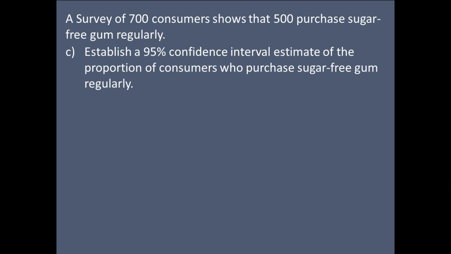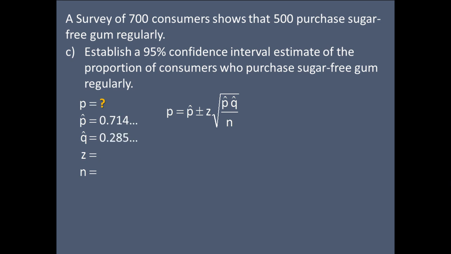Here we're asked to establish a 95% confidence interval for those purchasing the sugar-free gum regularly. So we know we're dealing with a confidence interval question. We ask ourselves, is it mean or proportion? Well, we're told that 500 people out of 700 people surveyed exhibit a specific trait. That is a proportion. So using our confidence interval formulas for proportions, we will need to find P hat, Q hat, Z, and N. So we've already found P hat, which if we have P hat, we definitely have Q hat. We'll leave Z alone for a minute. We know our sample size is 700.